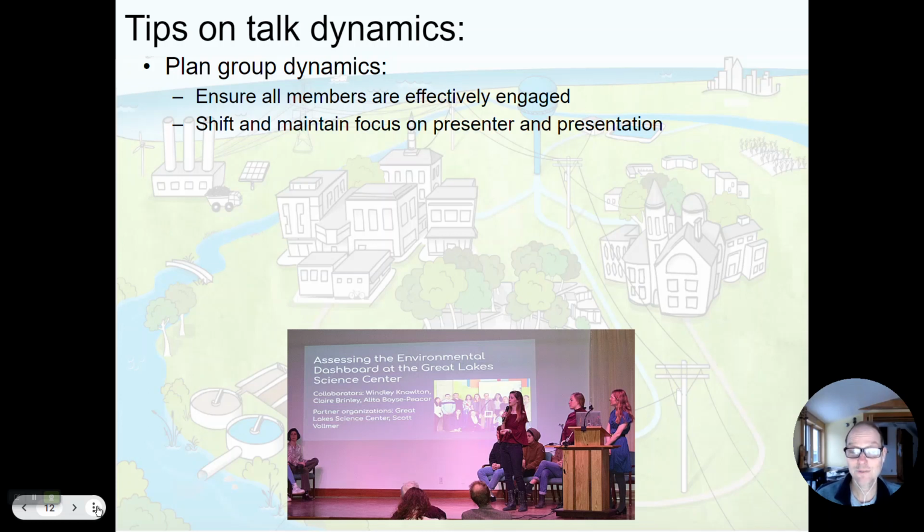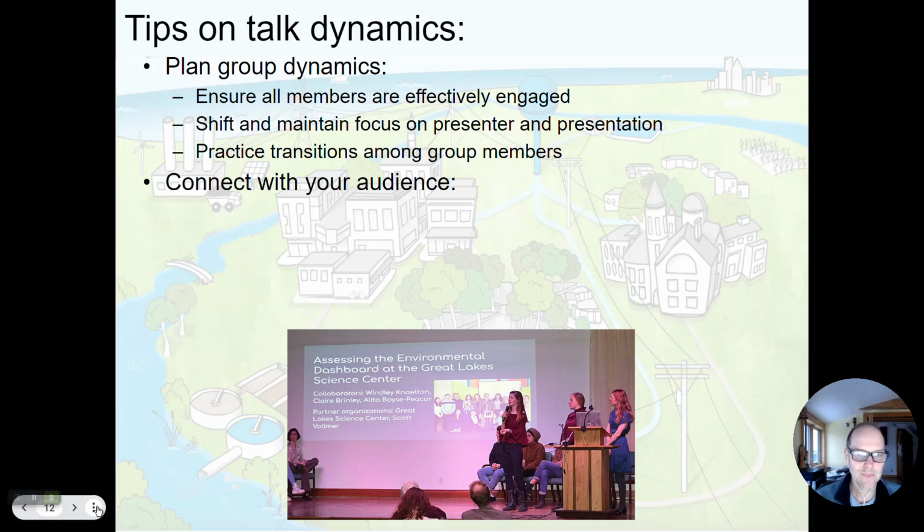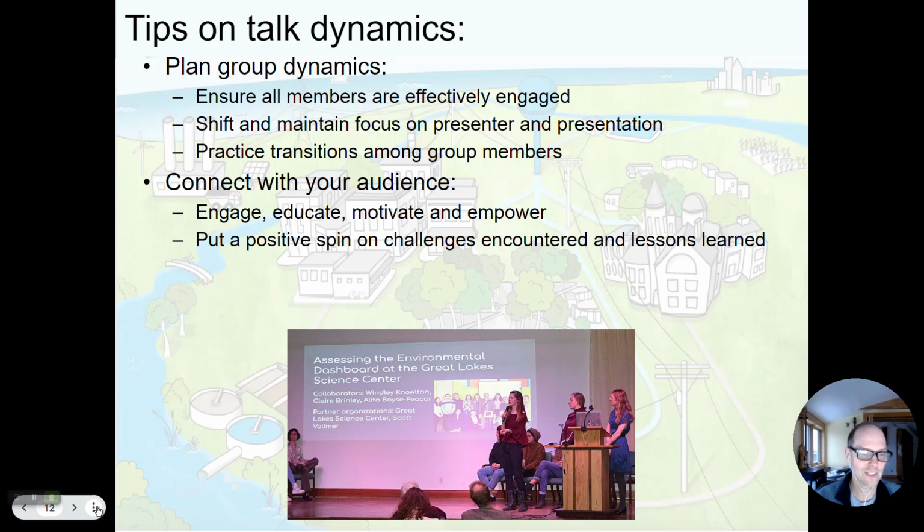Shifting and maintaining focus on the presenter and presentation, I've already mentioned that a little bit. The transition among group members is very, very important to an effective group presentation, where you're passing things off to different people in a way that feels natural and is well practiced, so that it's a very smooth transition between people. The other piece of this is connecting with your audience: engaging, educating, motivating, and empowering your audience with the talk you're giving.